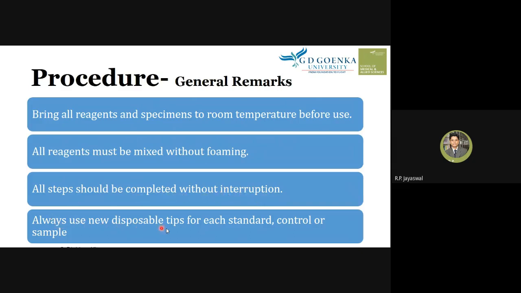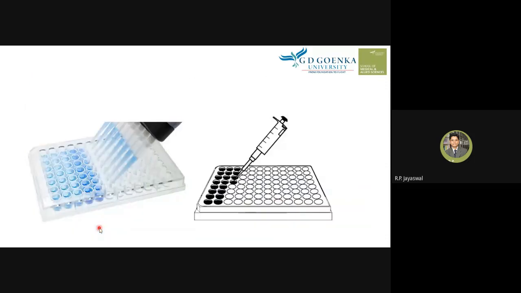And always use new disposable tips for each standard, control, and sample. Whatever you are taking, either a different standard concentration, control, or sample, always use new disposable tips. We can take a multi-channel pipette to dispense the reagent in all the wells at a time, or we can use a single channel pipette where wells can be added one by one with the sample or reagents.